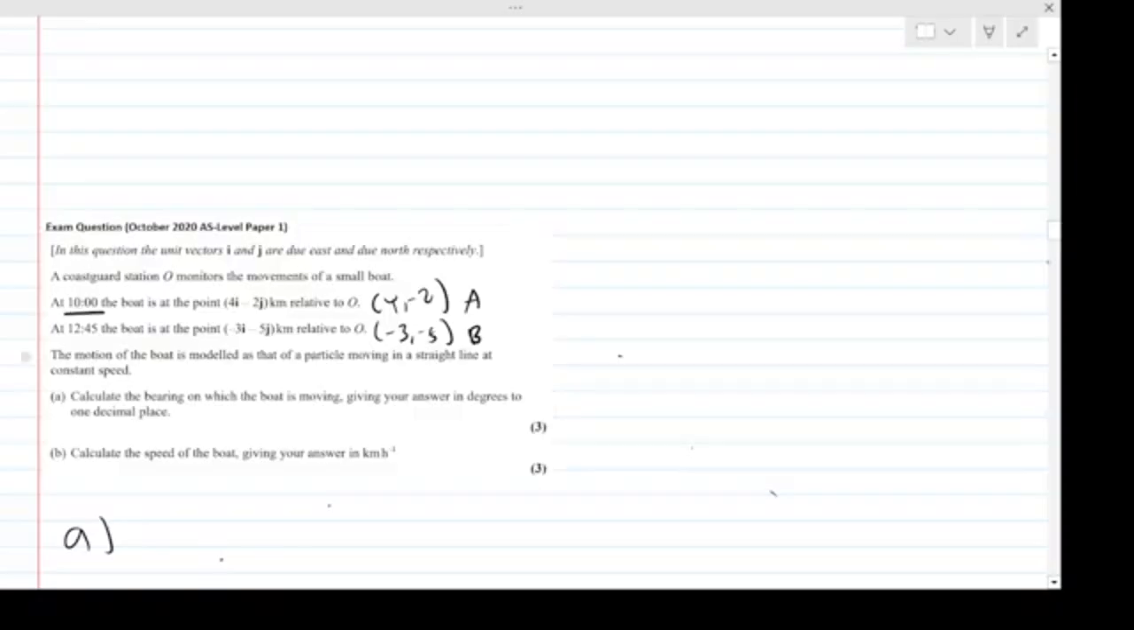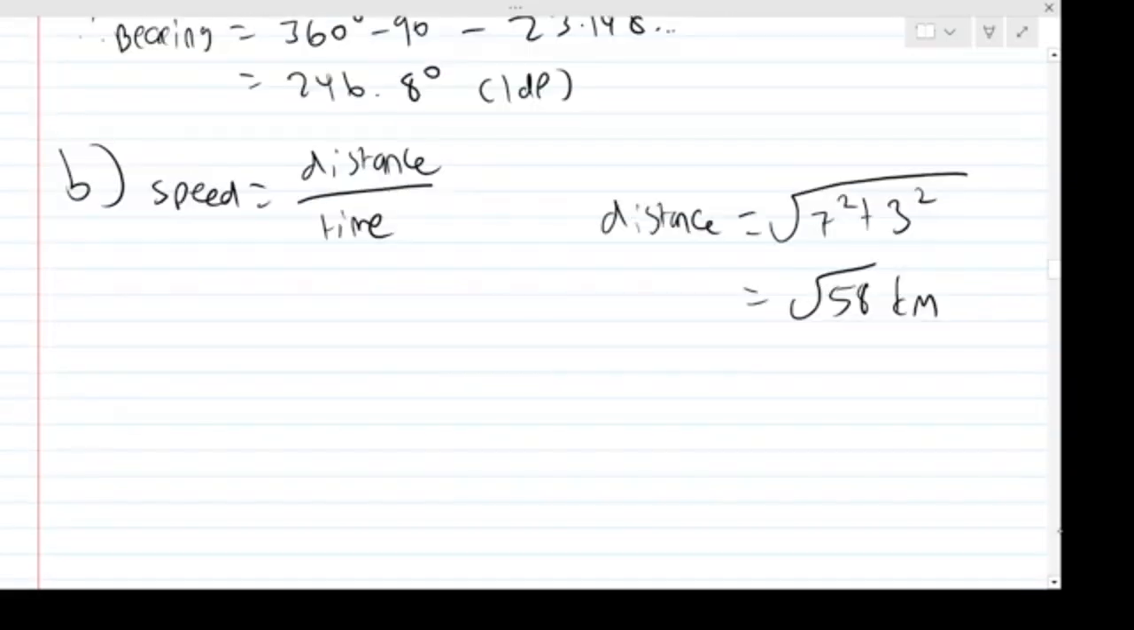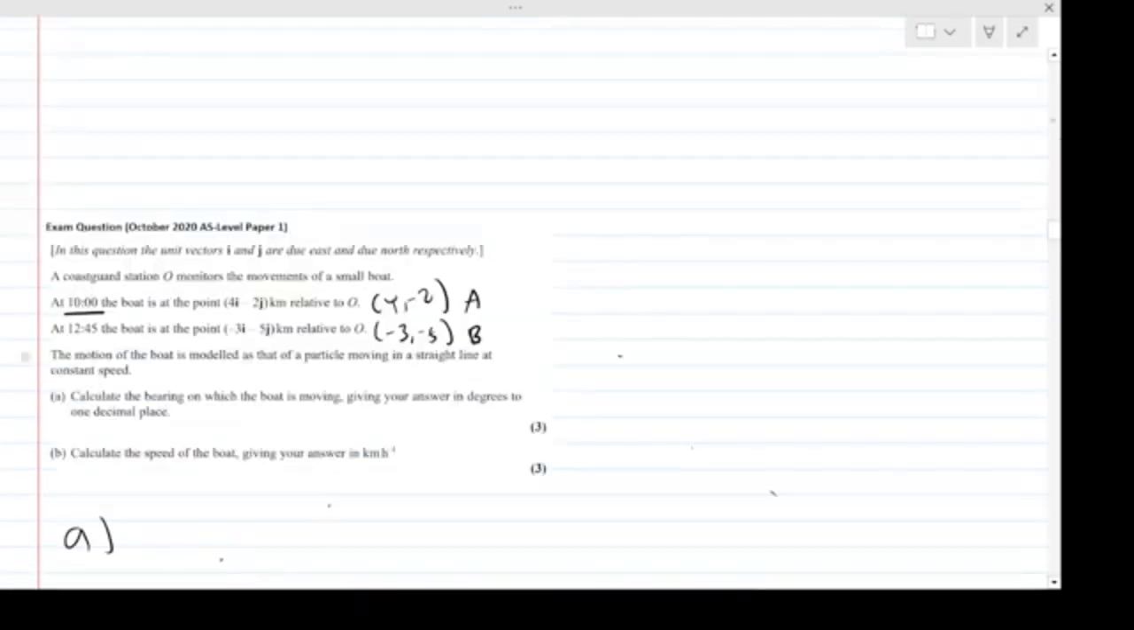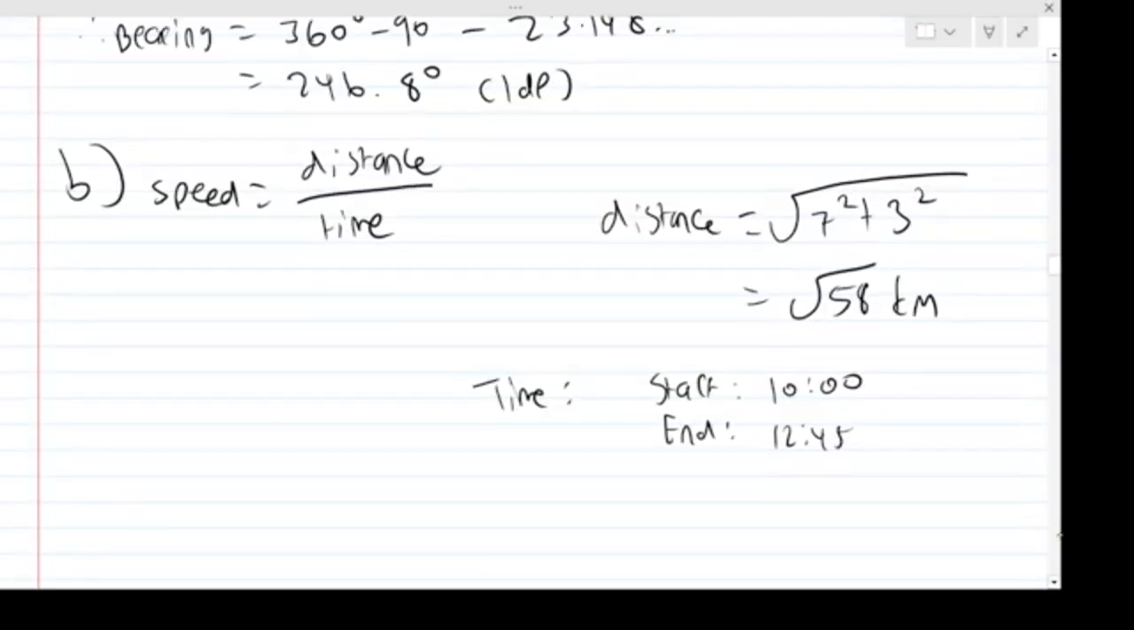Well, I'm starting at 10 o'clock and I end at 12:45, right? So start at 10 o'clock and I end at point B at 12:45. Now, pay attention to the unit. What's it? Kilometres per hour. I need to convert to hours. So how many hours have I gone from start to end?